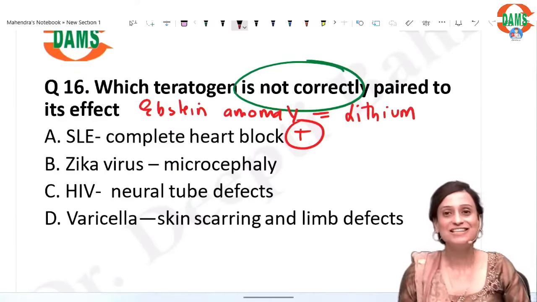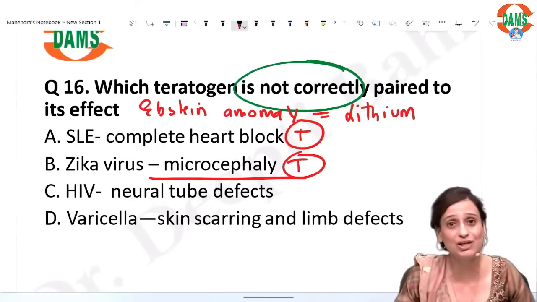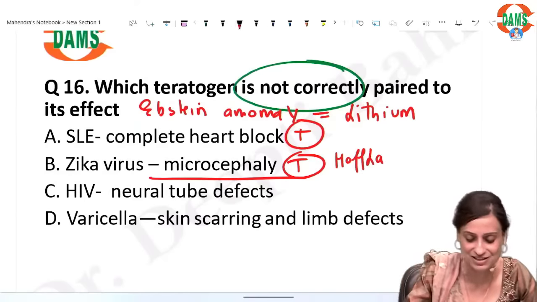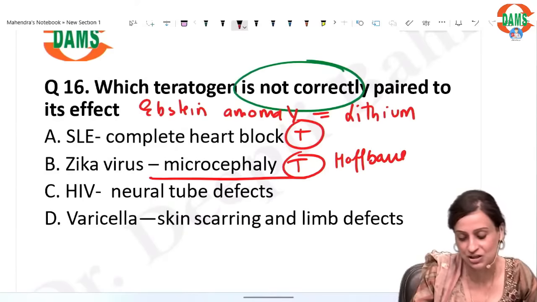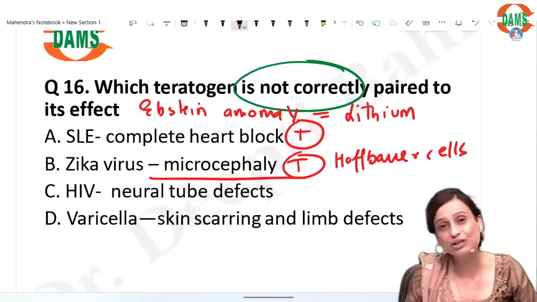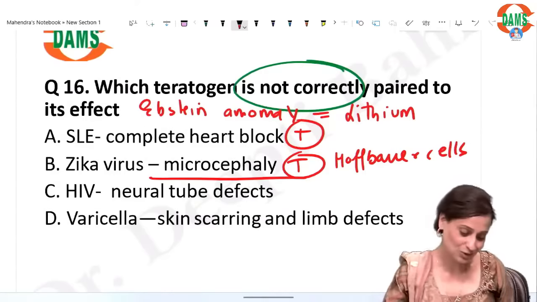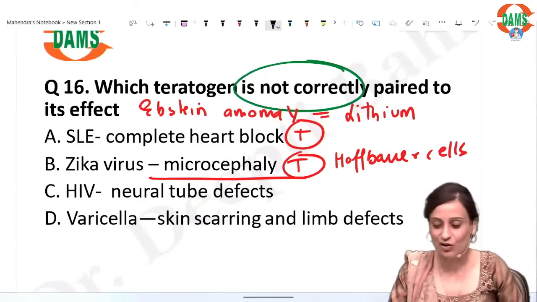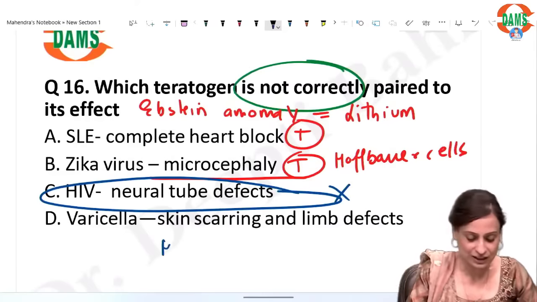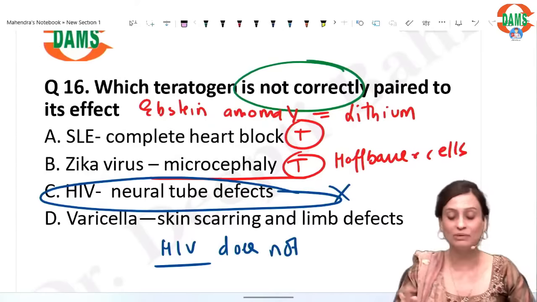Okay, perfect. Zika virus. Do we see microcephaly? Yes, that's also a true statement of PYQ as well. What are the key other things they want to give you? Hofbauer cells, right? The transmission is through Hofbauer cells, which are fetal macrophages. Also, what is the agent for transmission? Mosquito, right? Okay. Does HIV cause neural tube defects? No. Please remember, HIV does not cause anomalies. No anomaly is seen.